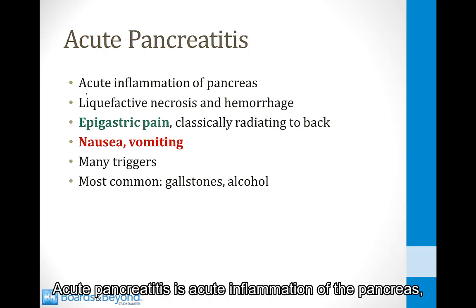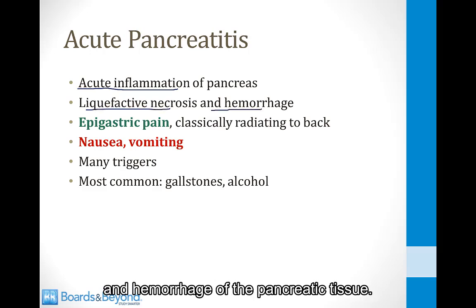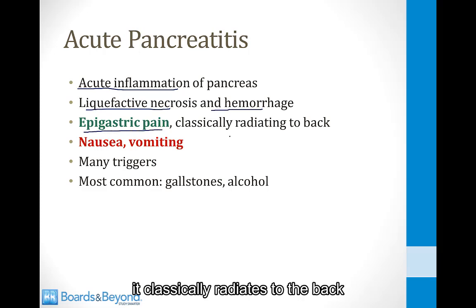Acute pancreatitis is acute inflammation of the pancreas. This leads to liquefactive necrosis and hemorrhage of the pancreatic tissue. The classic symptoms are epigastric pain, which classically radiates to the back, and also nausea and vomiting.